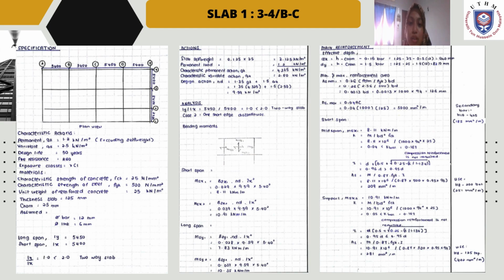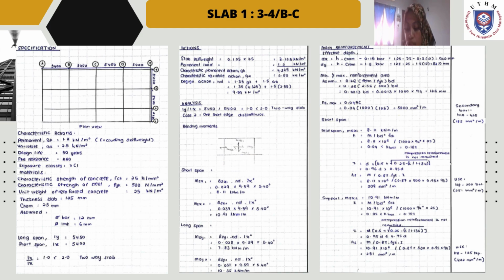Today I would like to present about our slab calculation for this project. The first one is our slab calculation at grid 3-4 at BC, which is a two-way restrained slab. First, we need to divide our long span and short span to get our type of slab. Our calculation gives 1.0, which means a two-way slab. The next one is action. For the action, the design action is 9.59 kilonewton meter per m cube. For our analysis section, our case is case 2, which is one short edge discontinuous.